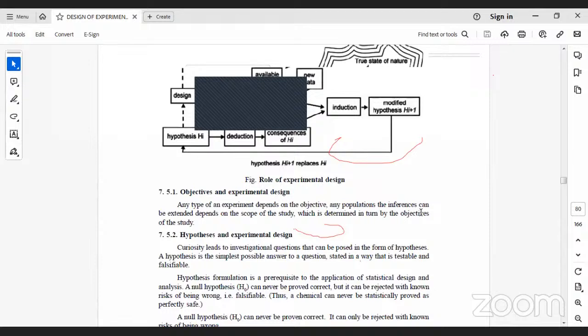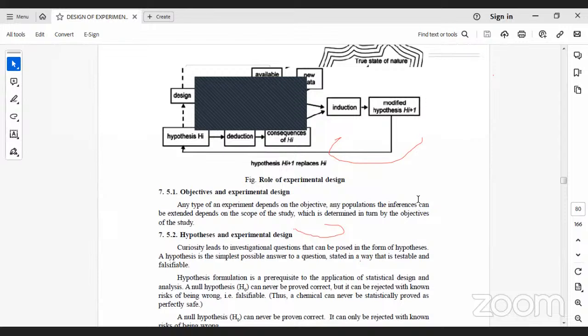They will ask in the long question: the objectives and experimental design. Any type of experiment depends on the objective, and the population to which the inference can be extended depends on the scope of the study, which is determined in terms of the objectives of the study. Hypothesis and experimental design.